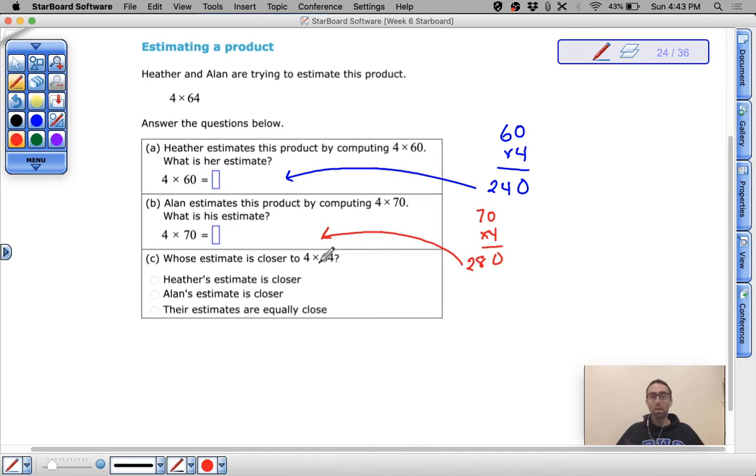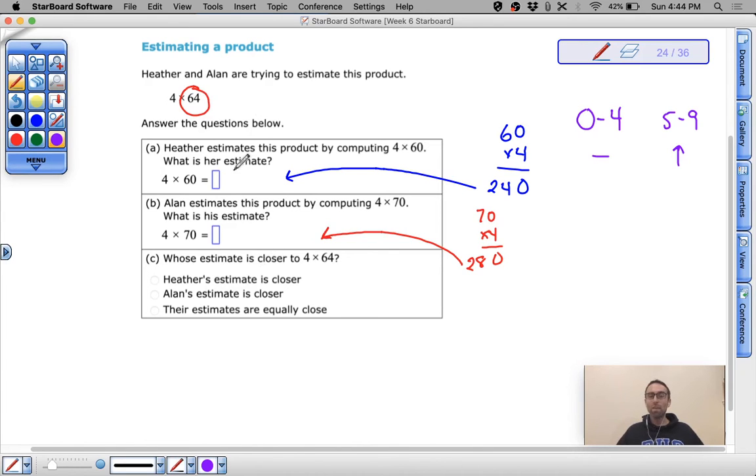Okay, so if we take a look at the two numbers, we started off with 64. Now we have to remember the first part of the lesson where I said if the number falls between 0 and 4, that number is going to stay the same. If it ends in 5 to 9, then we're going to round it up. So if I'm rounding 64 to the nearest tens place, since it ends in a 4, that 4 would say that the 6 is going to stay the same. So 4 times 60 is going to be our closer.